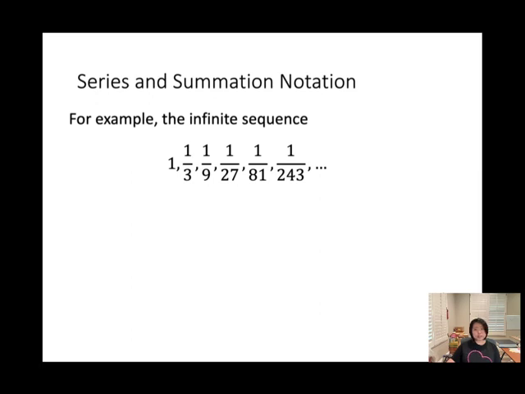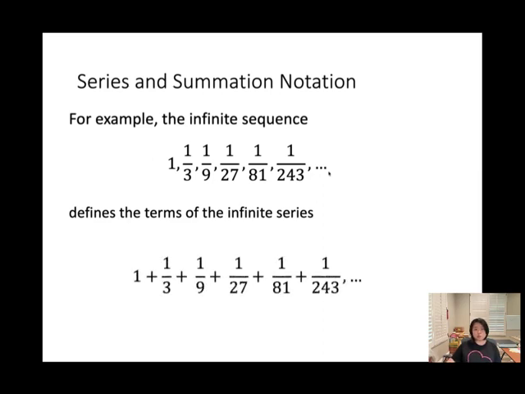Okay, series and summation notation. For example, the infinite sequence. We use commas, so this is called the sequence, and then we have a dot dot dot at the end, so this is the infinite sequence. It defines the terms of the infinite series. How can you make an infinite series? You just need to add it all up. So S infinity equals the sum of all these terms together.